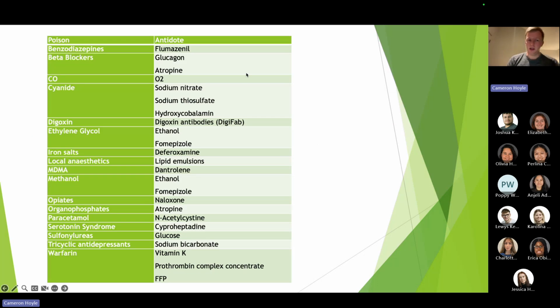So that comes to the end of everything. I've put this little table up that you can screenshot by all means as a bit of a summary of the things we've spoken about, with the poison and the antidote next to it, just for very quick reference for exams. I'll give you a minute if you want to screenshot that.